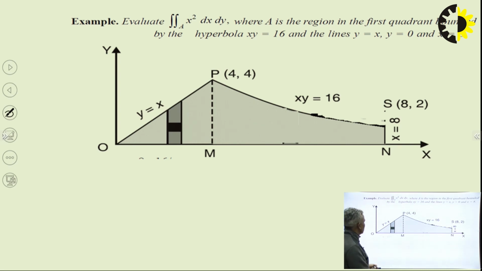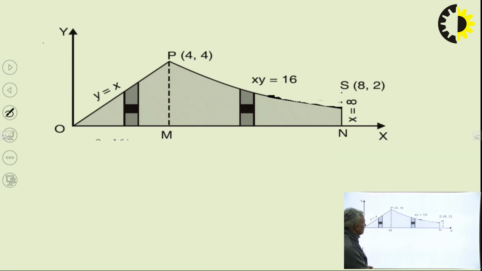And this is the region R1. Lower limit of this region will be y is equal to 0 and upper limit will be y is equal to x. That means 0 to x, and the coordinate will be 0 to 4 here. So in this way, and this is the another part of this problem.